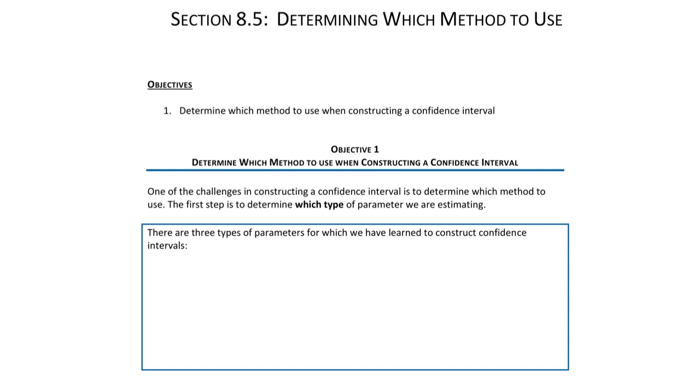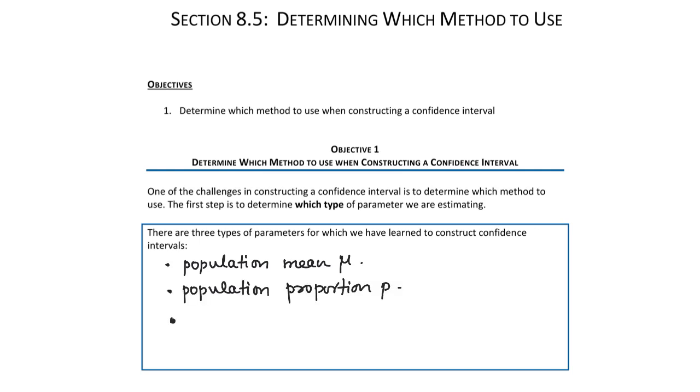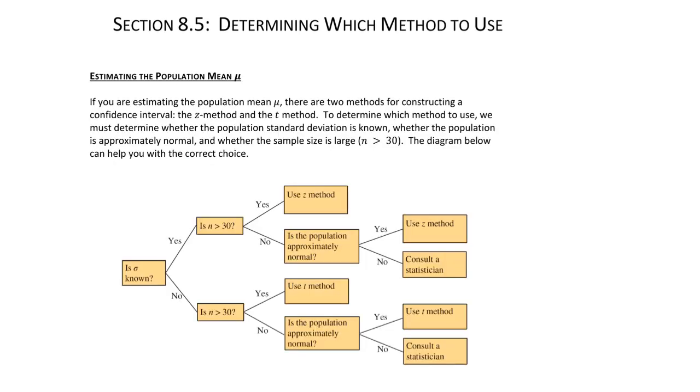First step is to determine which type of parameter we are estimating. There are three types of parameter for which we have learned to construct the confidence interval. One is population mean, mu. Second is the population proportion, p. And the third one is the population standard deviation, sigma, or variance, sigma square. Once you have determined which type of parameter you are estimating, proceed as follows.